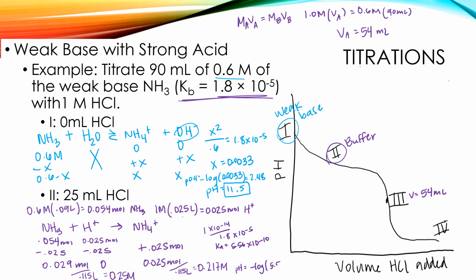So 5.56 times 10 to the negative 10. And remember, it's always base over acid. Ammonia is my base, so 0.25 over my acid, which is 0.217. So negative log 5.56 times 10 to the negative 10 plus the log of 0.25 over 0.217. I get 9.32.